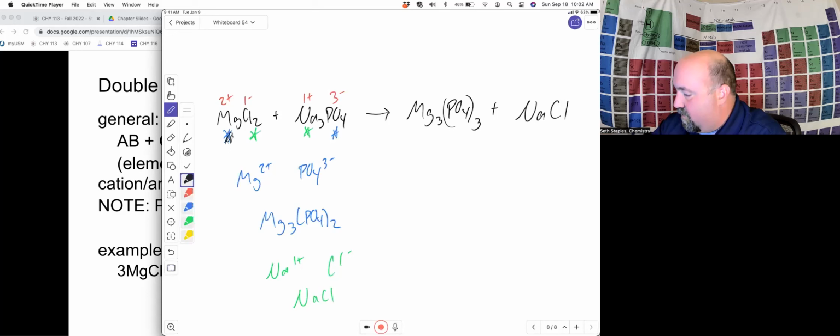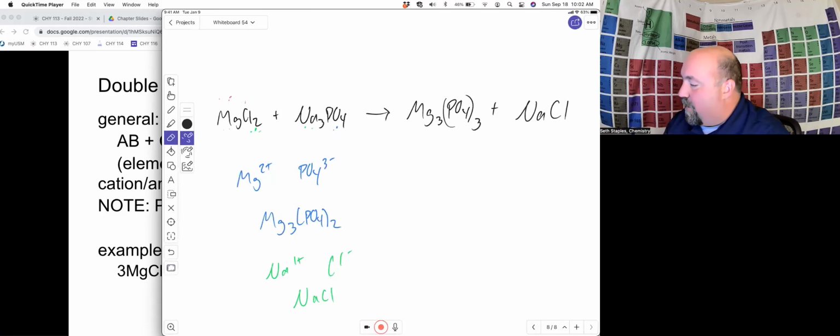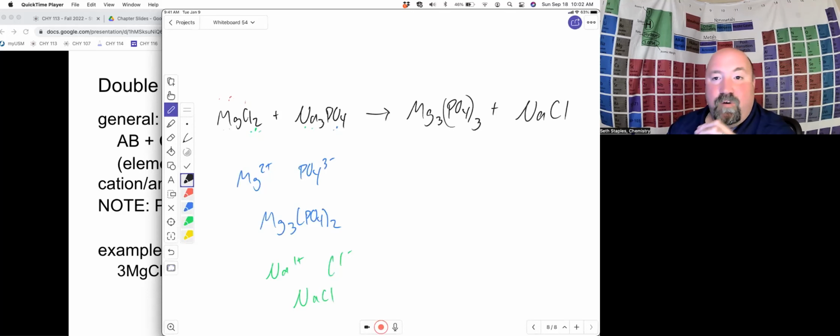Oop. Eraser head. There we go. Just to make this a little bit neater for us, I'll just remove the charges. There. So now we have our full chemical equation, but it's not balanced. So we still need to balance this because we have different combinations leading to new ratios. We have to make sure that we end up with the same number of each type of element on both sides.